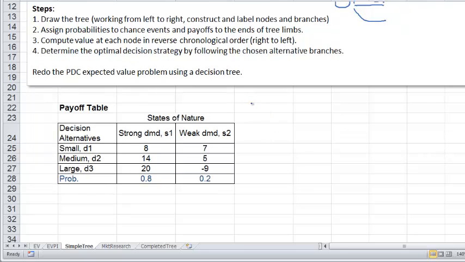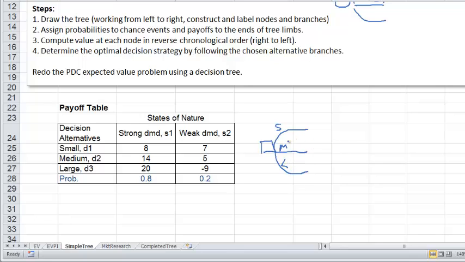Okay, so the first step is we draw the tree, going from left to right, and we construct nodes and branches and label them. Here we have to think about what happens first. Do we make the decision first, or do we see the demand level first? Right, we make the decision first. So we start out with a decision node like this. Now there are three branches coming out of the decision node representing small, medium, and large. So let's draw those: small, medium, and large.